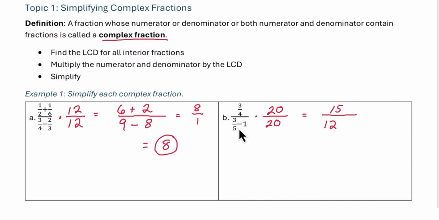And then we need to do the same thing with the -1. -1 times 20 is -20. Simplifying here, we can do 12 minus 20. 12 minus 20 is -8.